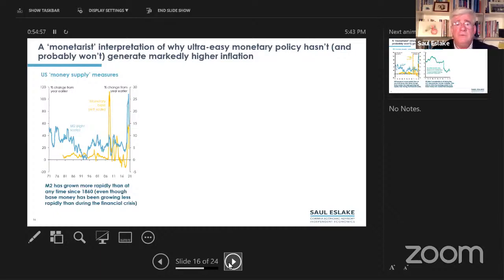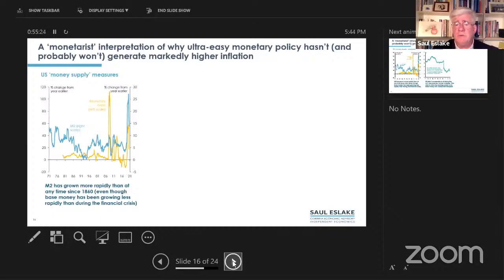In the more recent episode, the monetary base has grown at its peak by a little under 60%. But by contrast with what happened 12 years ago, the broader measure of the money supply, M2, grew at its fastest rate since, as it happens, the 1860s, in excess of 25%, far more than it did during the periods that Milton Friedman was writing about when he said that excessive money supply growth was the main cause of inflation.